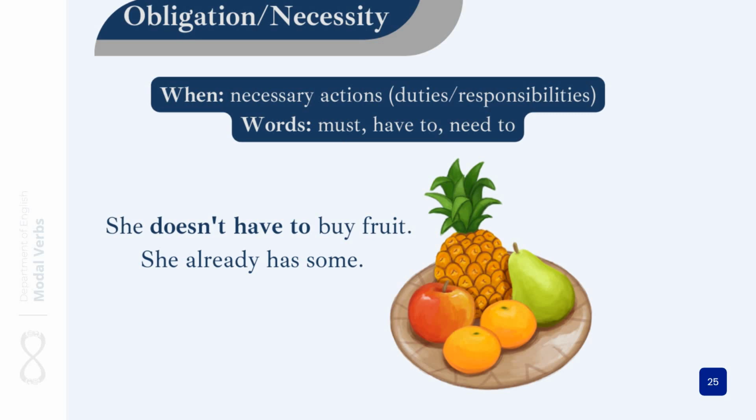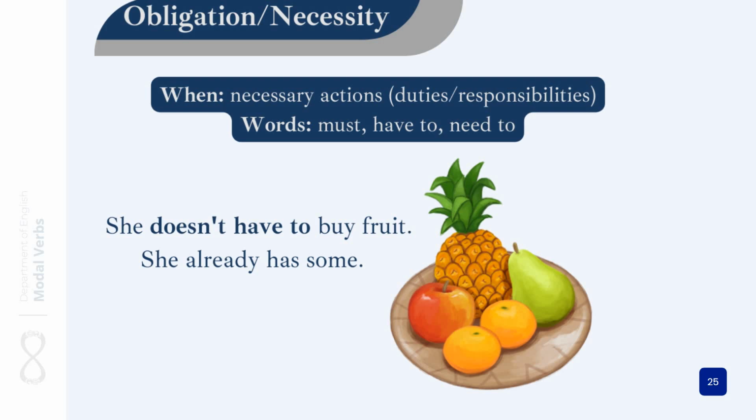Finally, we can also use modal verbs to express obligation or necessity. These are when we want to talk about necessary actions such as duties or responsibilities. Must, have to, need to. These are the modal verbs that will help us to explain necessary actions.